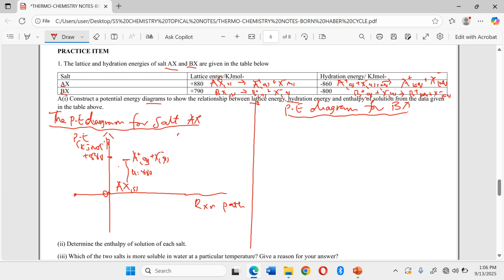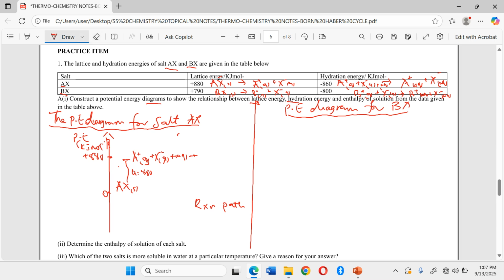Now from there, when these ions react, the ions are dissolved in water. Now for them it is becoming 860. Where do we find 860? This, and it is the negative side, so we move to the negative side, 860. From here to here is negative 860. Are we there? But we are looking for 860. Oh sorry, it can't move up to this side.